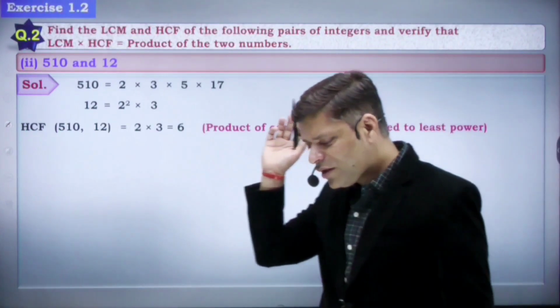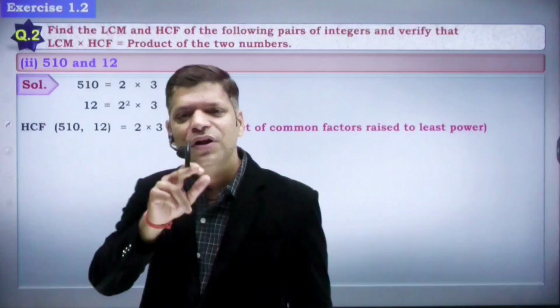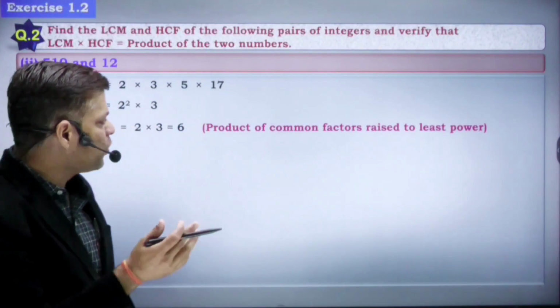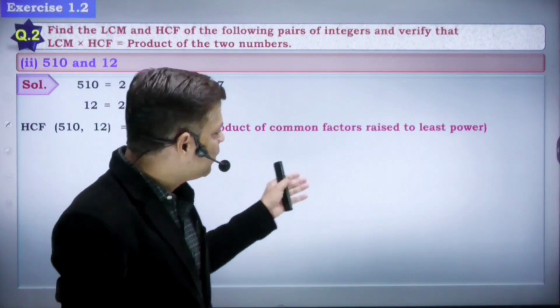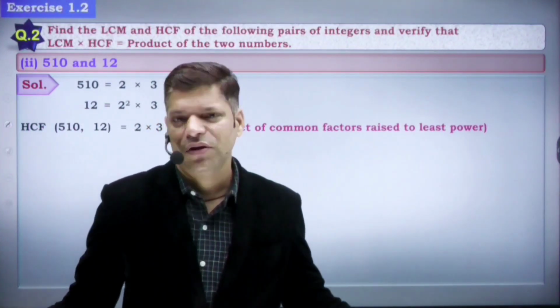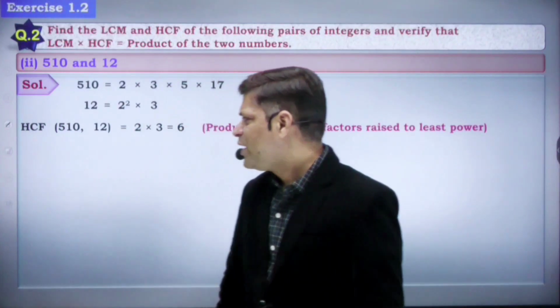And also in the bracket again we write down the definition of highest common factor, that is the product of common factors or common prime factors raised to the least power. Okay, so this is how we find the HCF.